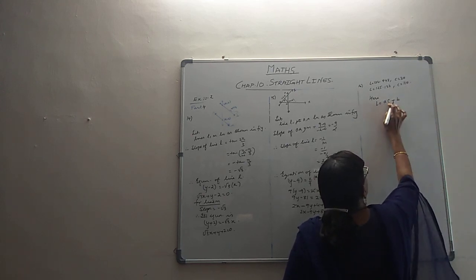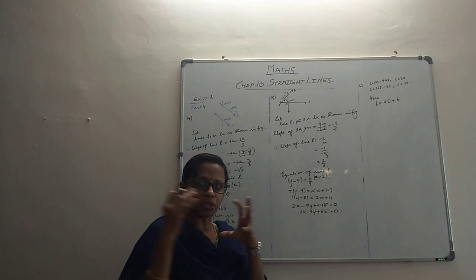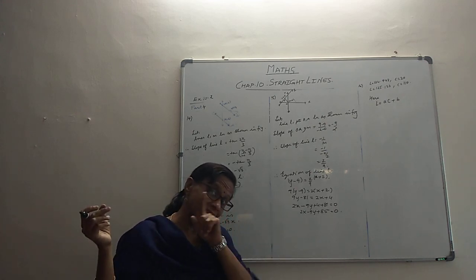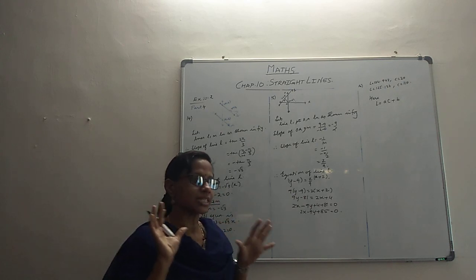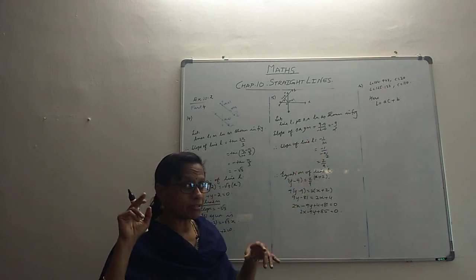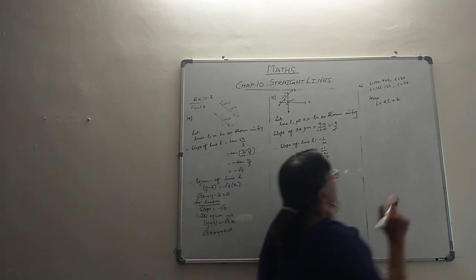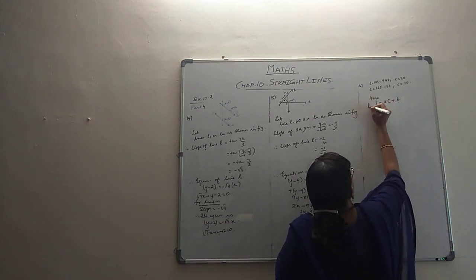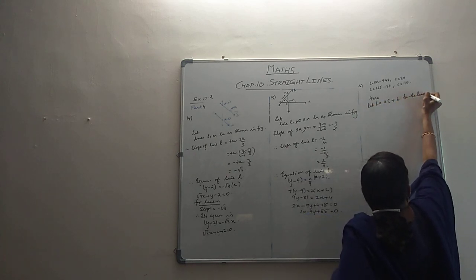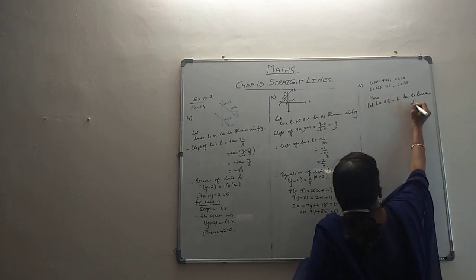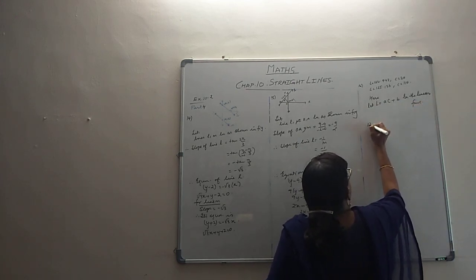Both of these will be in power 1, just like 3x plus 4y equals 10, where x and y are just in powers of 1. That is called linear. So here L and C are in powers of 1, so it's a linear function. So here, let this be the linear function.